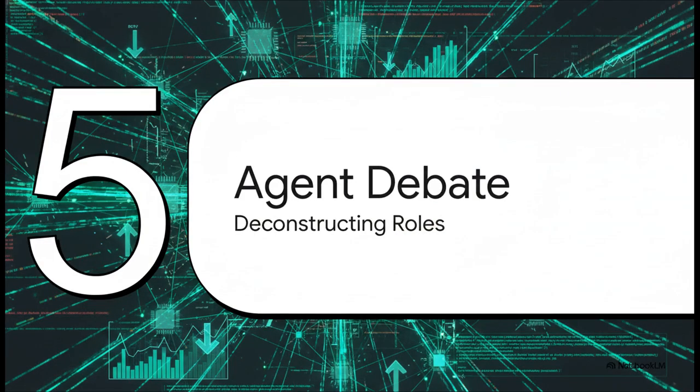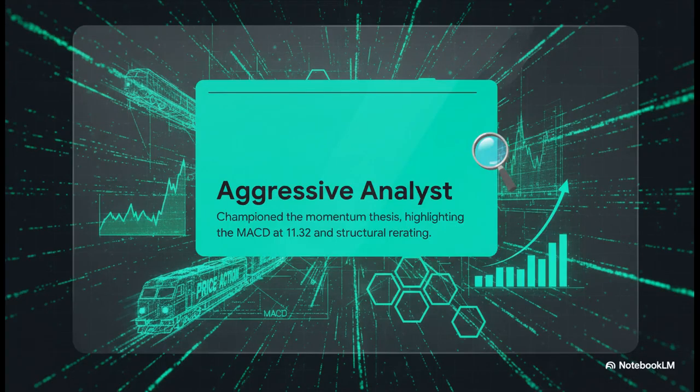Let's funnel down to Module 5, Deconstruct the Agent Debate. We're going to walk through this tier by tier so you understand the exact thought process of the simulated desk. First, the aggressive analyst. This agent championed the momentum thesis and pushed hard for a buy. They were mesmerized by the sheer velocity of the price action, explicitly pointing out the MACD surging to 11.32 and the stock holding firmly well above the 50 SMA.